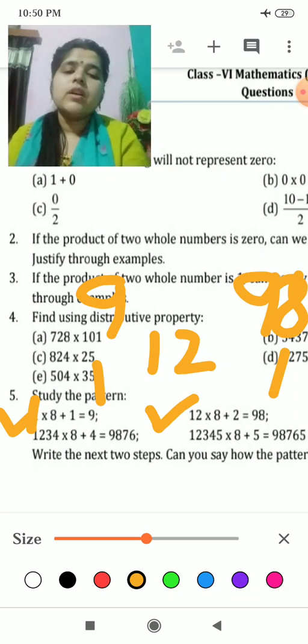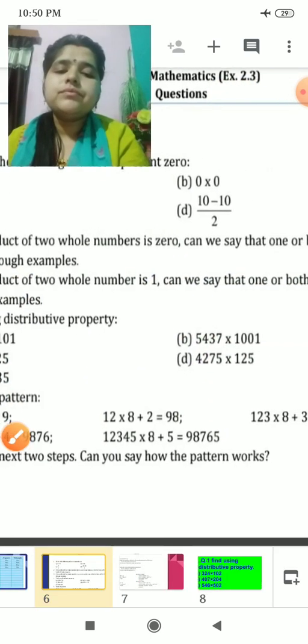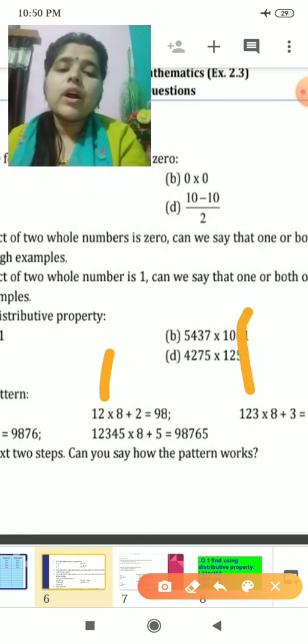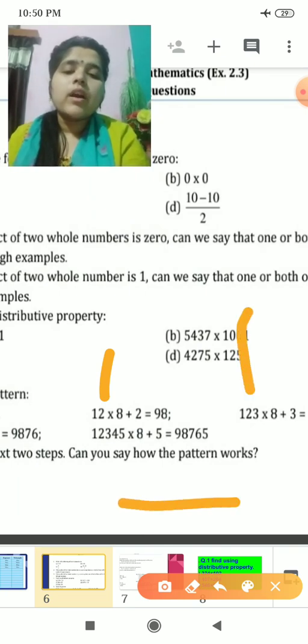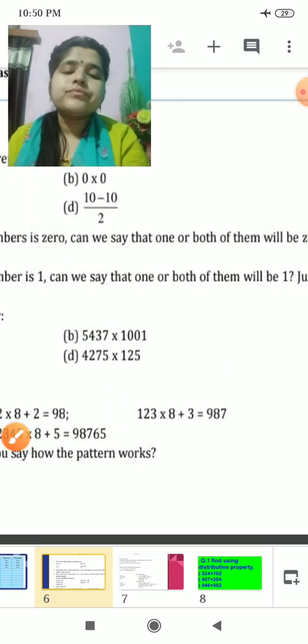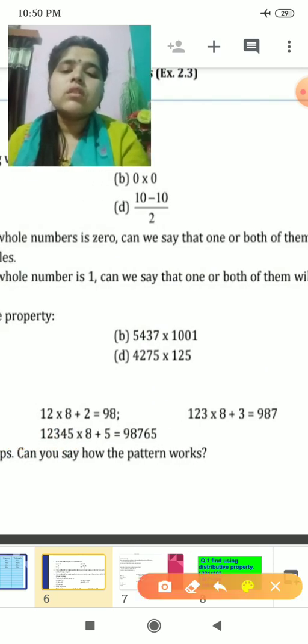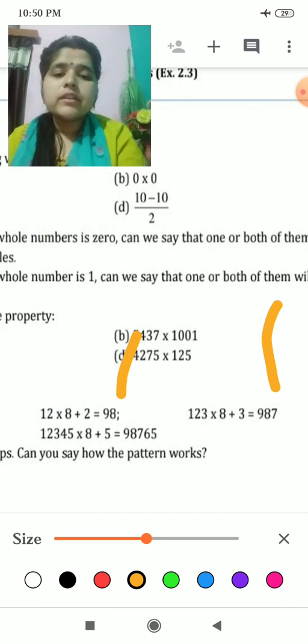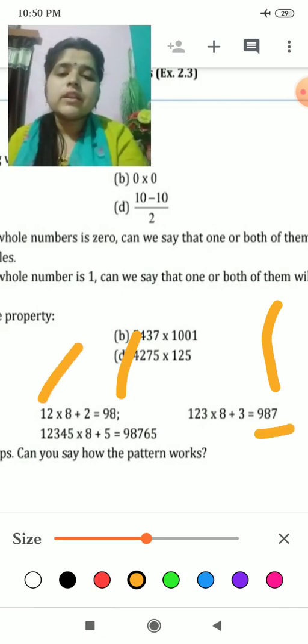Okay. Now see the third one. Here was 12. Here it has become 123. And here was 98. Here it is 987. It means this one is decreasing and this one is increasing.